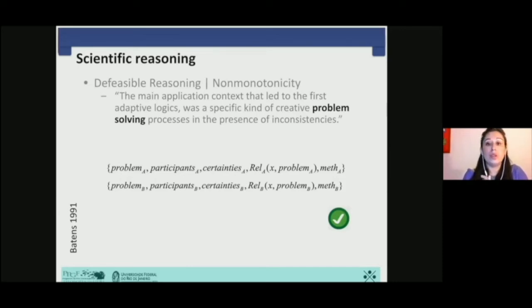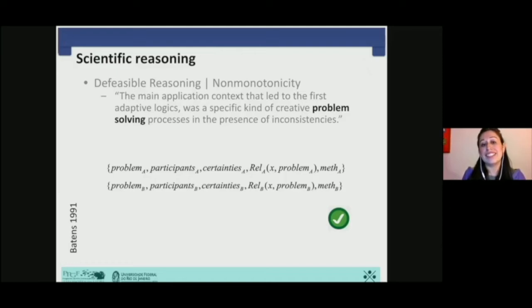So what they were doing was trying to portray the phenomenon that often occurs in science, in which something is taken to be true unless proven otherwise. And so the problem-solving processes that Batens had in mind are of the following type. They are contextual, and they include a problem, participants, these are the reasoners that are trying to solve that problem, certainties, the grounds from which they reason, but not necessarily things that are going to be true forever in the reasoning, special relations between the problem and other elements of the theory, and special methodologies. These methodologies can be portrayed by the strategies that we choose, either conservative strategies such as minimal abnormality, or more liberal strategies such as reliability.